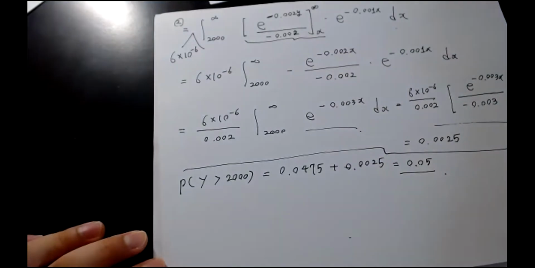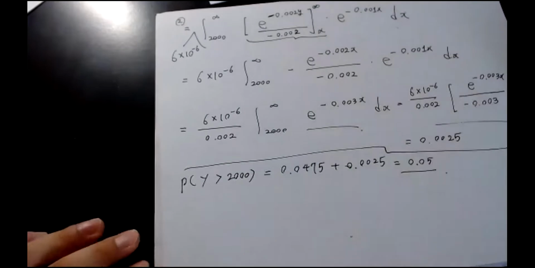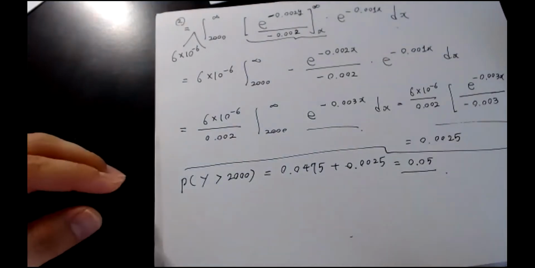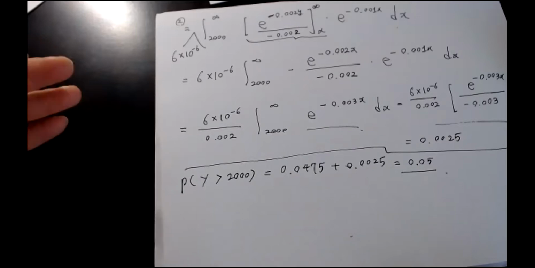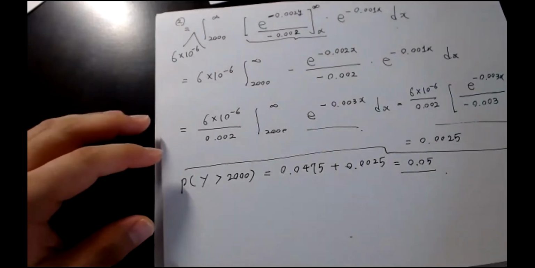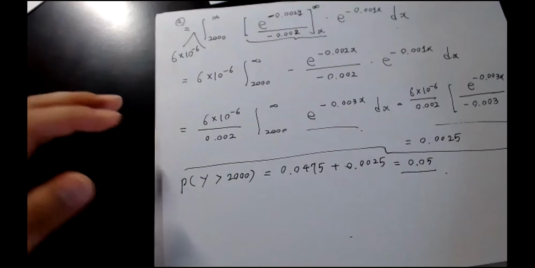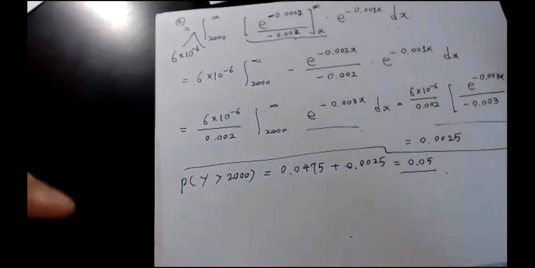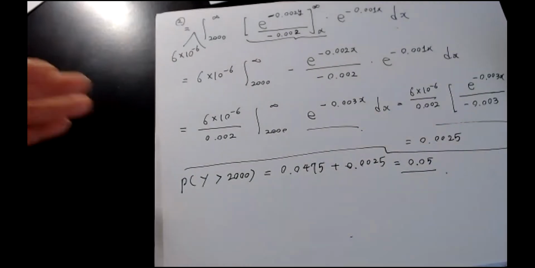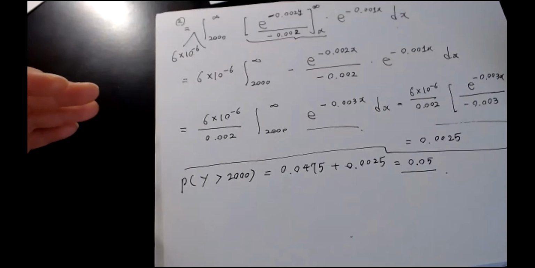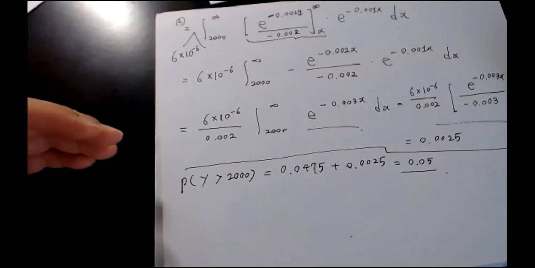So what's the y? Y denotes the time that the machine takes to authorize you as a user, right? So the probability that the time it takes the machine to authorize you as a user is greater than 2000 milliseconds is just 5%.